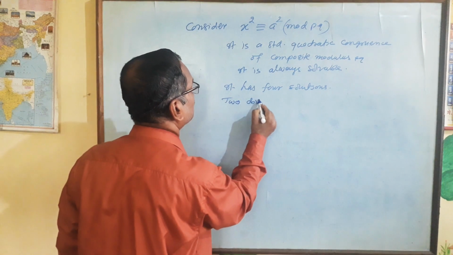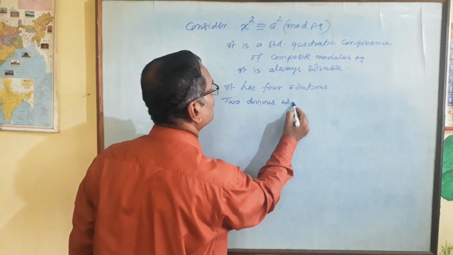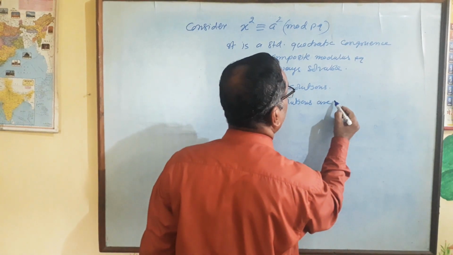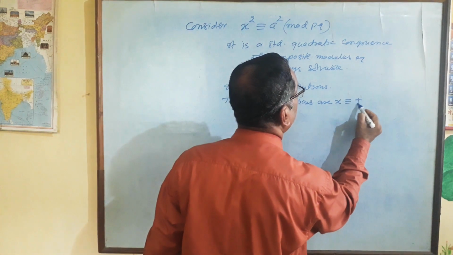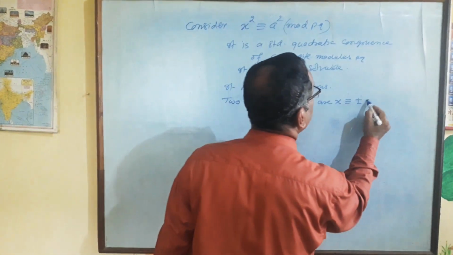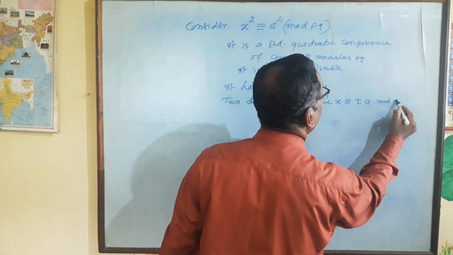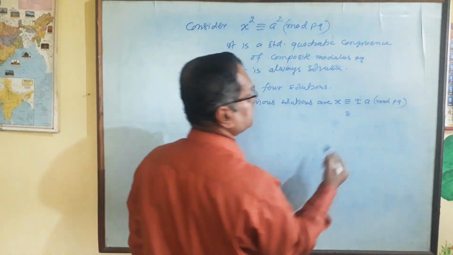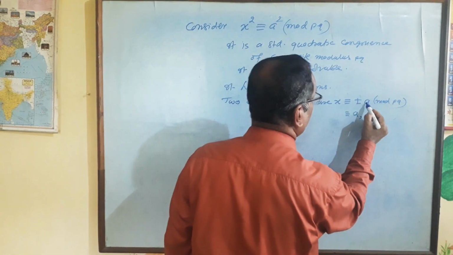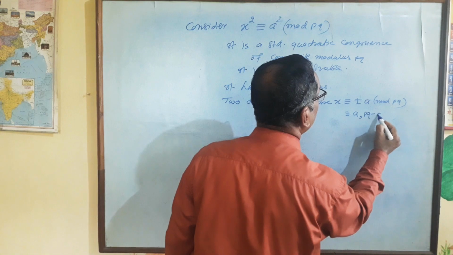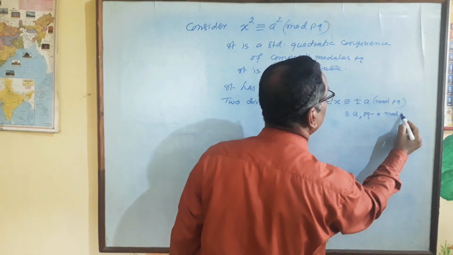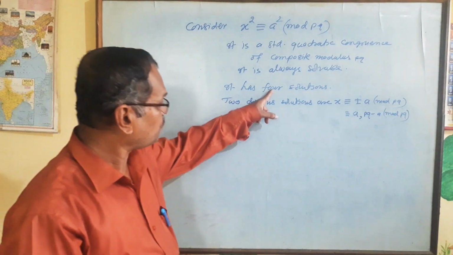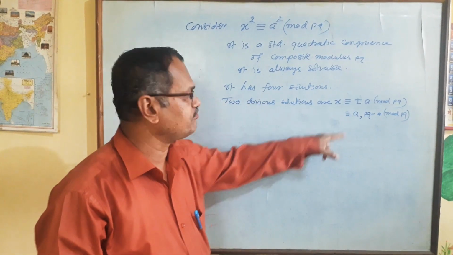Two obvious solutions are x congruent to plus minus a mod pq, since the square root of a square is plus minus a. This plus minus a is written as a, and minus a means pq minus a mod pq. These are the two solutions, and among the 4, 2 are obtained. That is, the very obvious solutions.